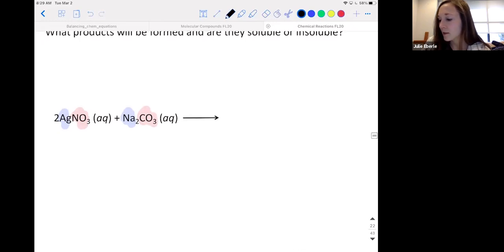So I'm going to take the blue cation from the first compound and put it with the red anion from the second compound. That's going to be these two right here, silver carbonate, okay? So here, what is the charge on silver? Can anybody help me out with the charge on silver?